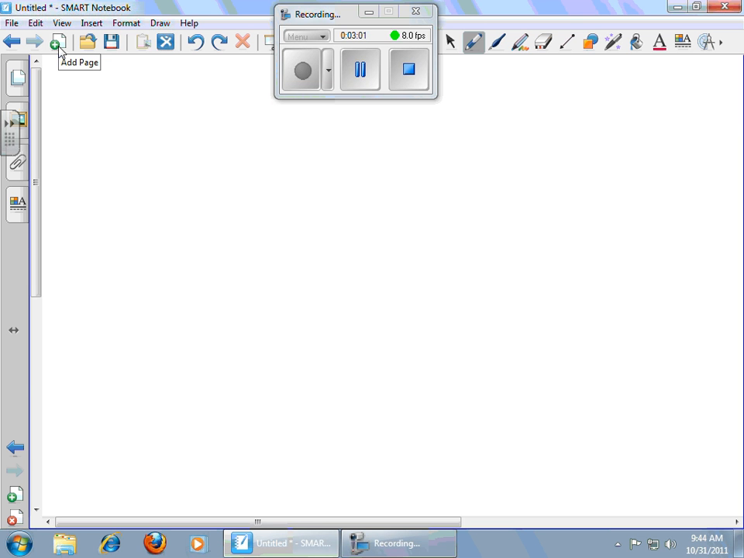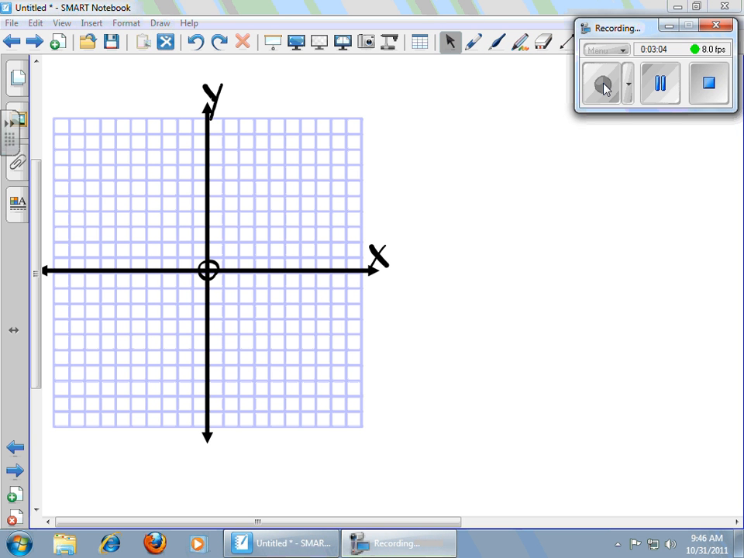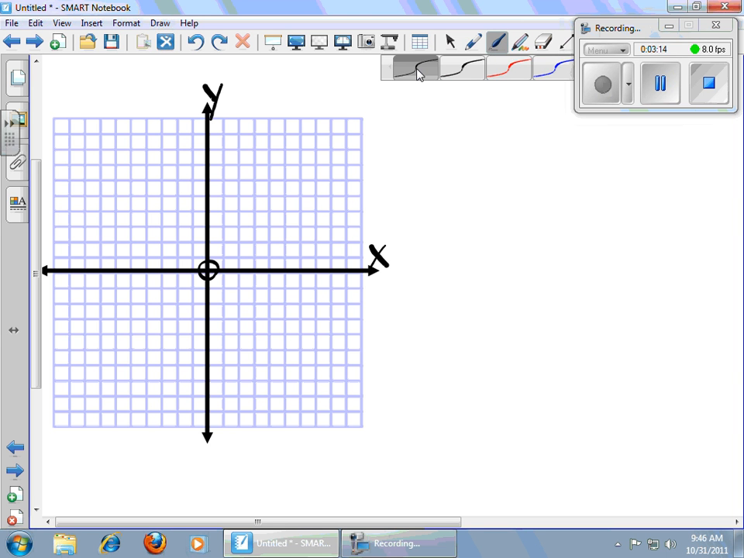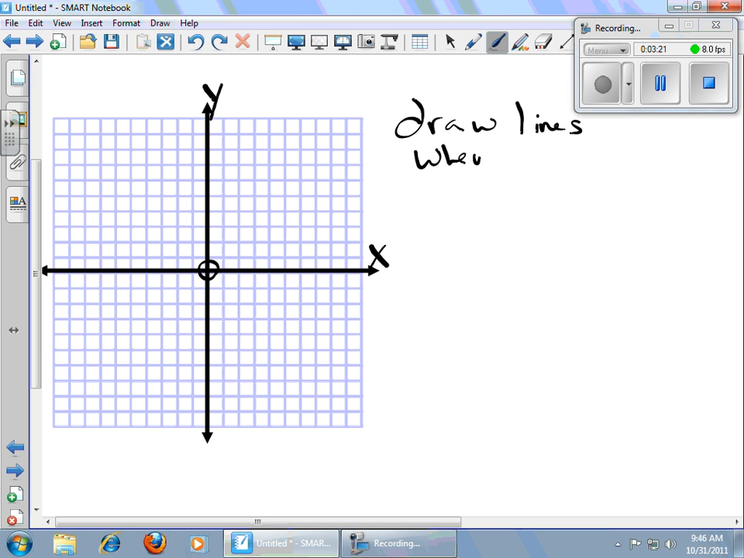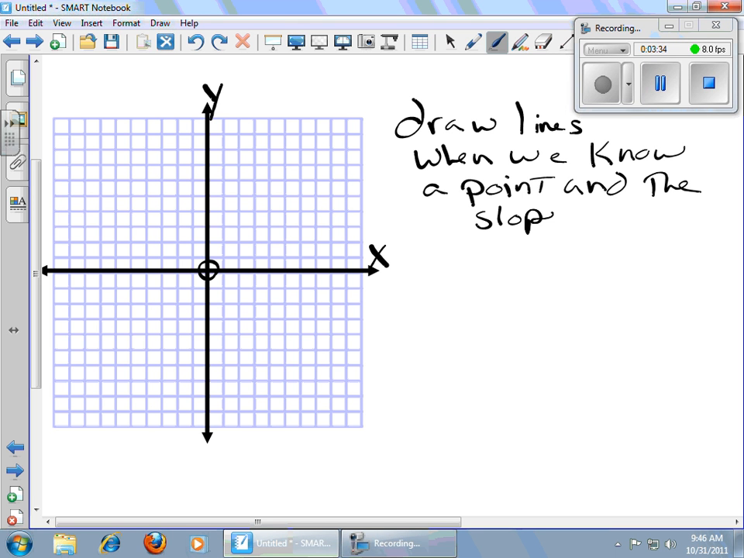For this, I'm going to need some graph paper. Today, we're going to take our knowledge a little bit further. We've learned how to count slope on a graph. We've learned how to calculate slope when given 2 points. Today, we are going to draw lines when we know a point and the slope of the line.